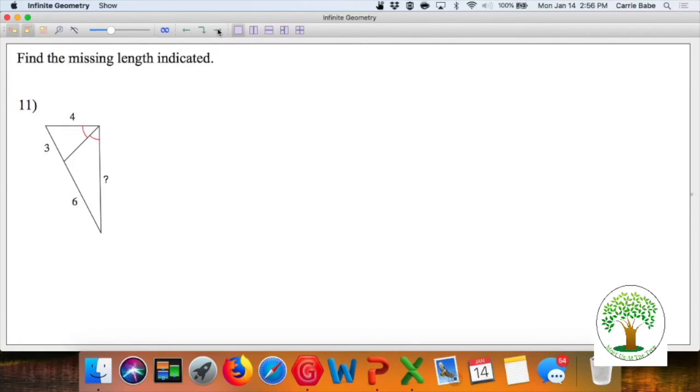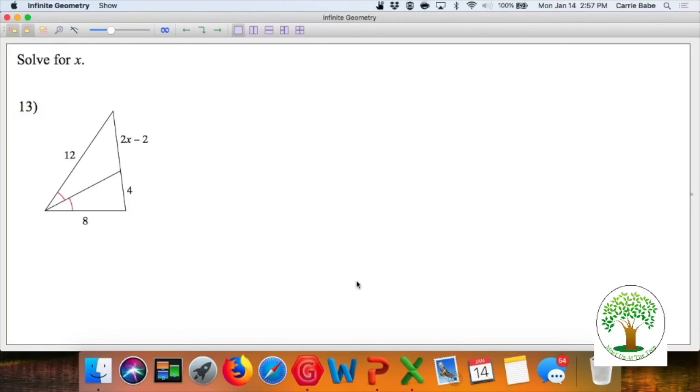Let's do 11. We have 11 and 13, and then we will review what we learned and be done. Remember our proportion said that if we had a ray that was bisected, these little pieces are proportional to the sides. So 3 goes with what? 4. Yes. And then 6 goes with x, and you can do that one on your own.